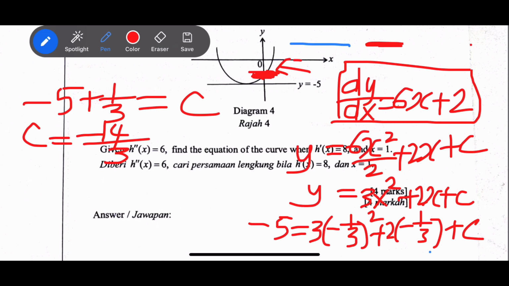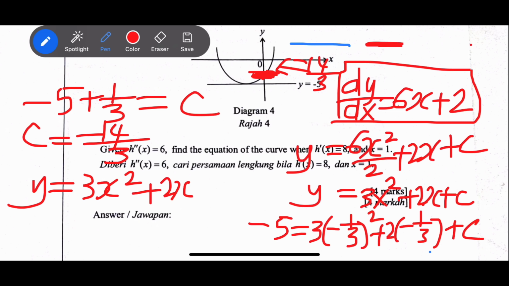So finally we have solved the equation of the curve. Look at that. The c is negative 14 over 3. It's actually a negative value. So don't forget to write back the equation of the curve: y equal to 3x squared plus 2x minus 14 over 3. Just want to remind you, you need to write y. It's a must to write y in the SPM exam, because this is the equation of the curve. So it's a must to start with y equal to 3x squared, followed by plus 2x, and then minus 14 over 3.